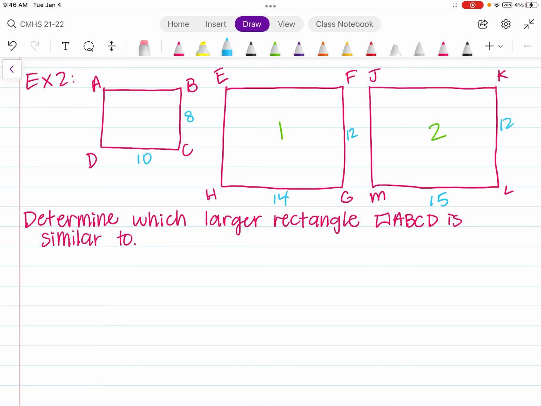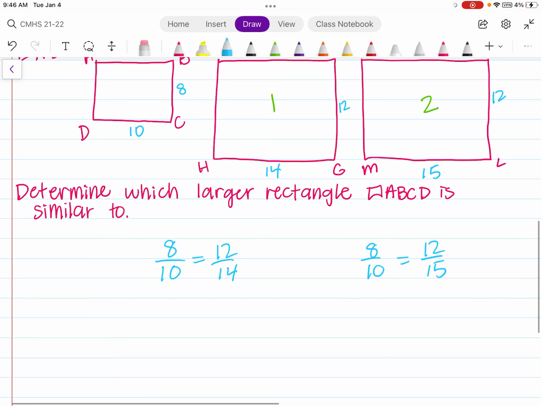So the ratio of the original ABCD is 8, well, I guess we could put 10 over 8, or 8 over 10. Here it doesn't really matter. I'll just do 8 over 10. Sometimes I like to put the little one first. So basically it doesn't really matter. Okay, 8 over 10 is our original one. And so let's see which one is congruent to that. So the first one would be 12 over 14. And over here we have 8 over 10 equals 12 over 15. And we have to see which one is actually congruent.